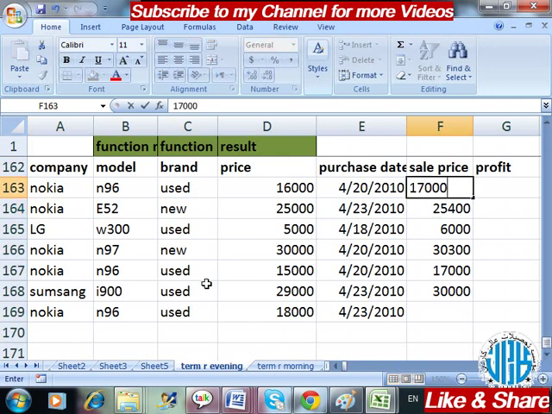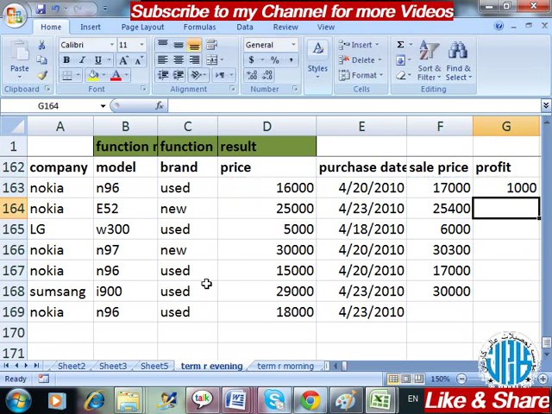70,000. Yes. How? Come on, tell me. Sale price minus purchase price or not? Yeah, is equal to sale price minus purchase price.